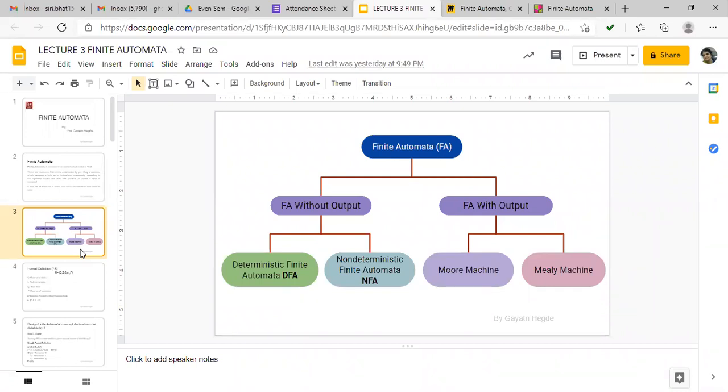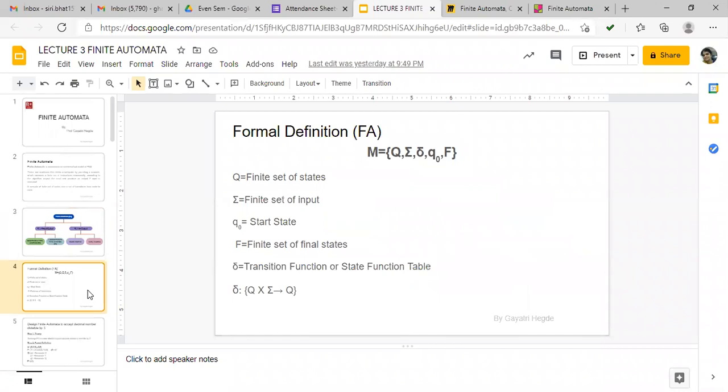In the formal definition, there are five things known as tuples. Final state, very good, which is defined with F. Finite set of input, very good, that is sigma. Transition function, delta. Set of all states, Q. Very good. You don't remember all together, but you remember at least one. So these are the five tuples.